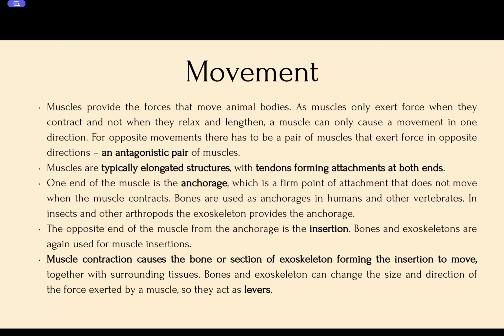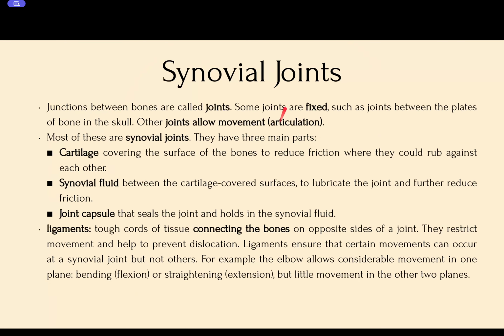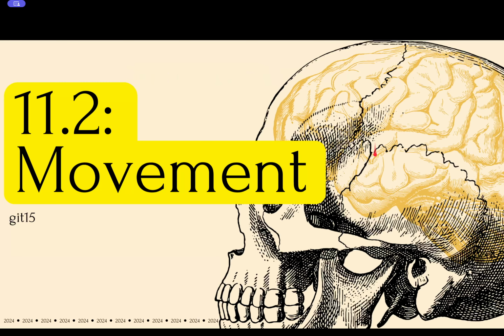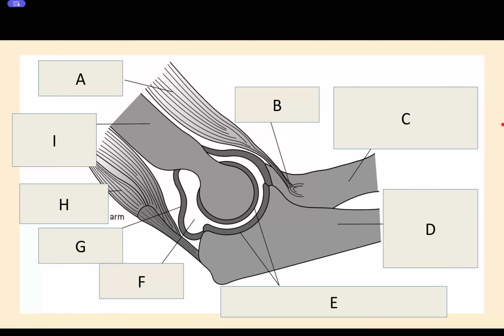But yeah. Okay. So in junctions between bones, when one bone meets another, those junctions are called joints. Some joints are fixed, such as the joints in our head. If I go all the way back, these joints in our skull are fixed joints. There's no movement here, and those are the fixed joints.